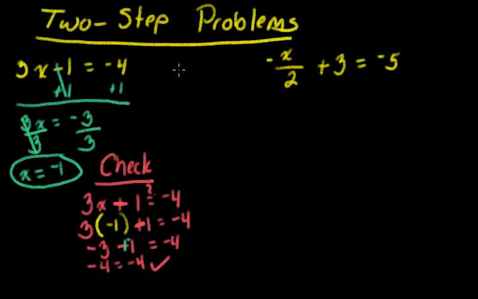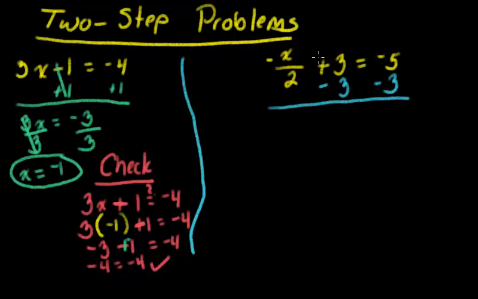Alright, moving on over here. For this one, we have negative x divided by 2 plus 3 equals negative 5. We're going to need to start off by isolating this variable. So we're going to first subtract 3 on both sides. And the plus 3 and minus 3 are going to cancel.